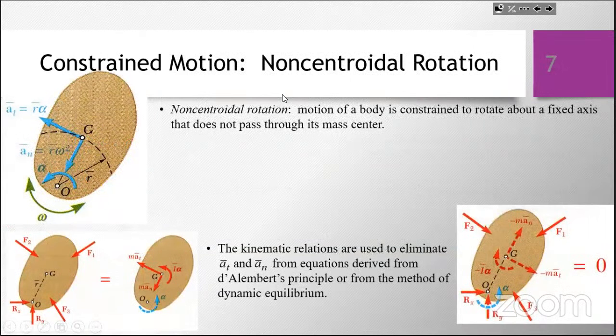We can talk about non-centroidal rotation. So this is if you have an object that's not spinning around the center of mass or the centroid of the object, right? The motion of the body is constrained, but it rotates about a fixed axis that does not pass through the center of mass, okay? Is this a real life thing? Because here I've got my potato, and instead of rotating about G, I'm gonna jam my axle, my rod right through the end there and make it rotate about there. Not really realistic. But in the real world, this happens all the time.